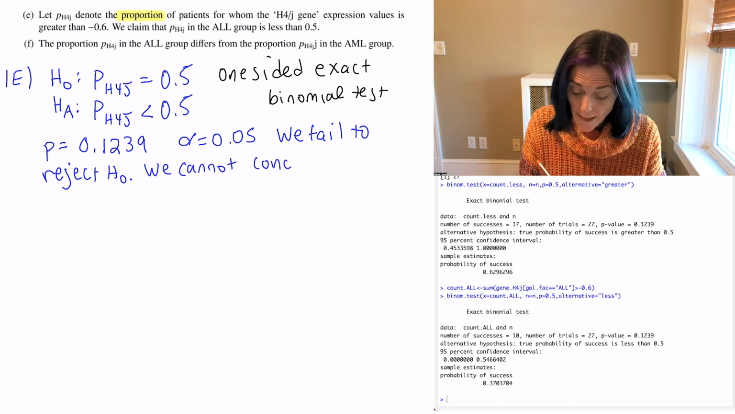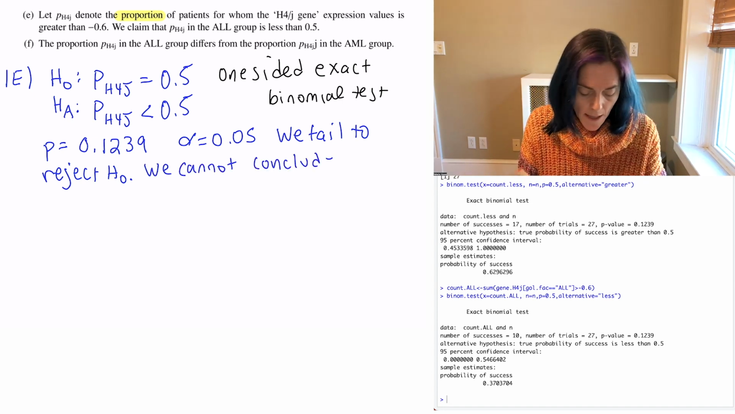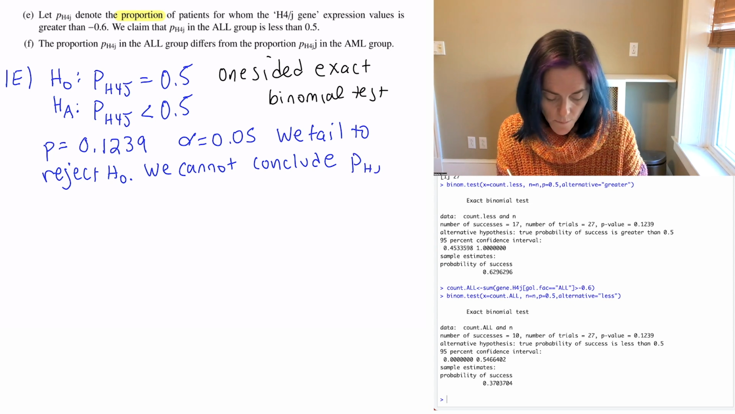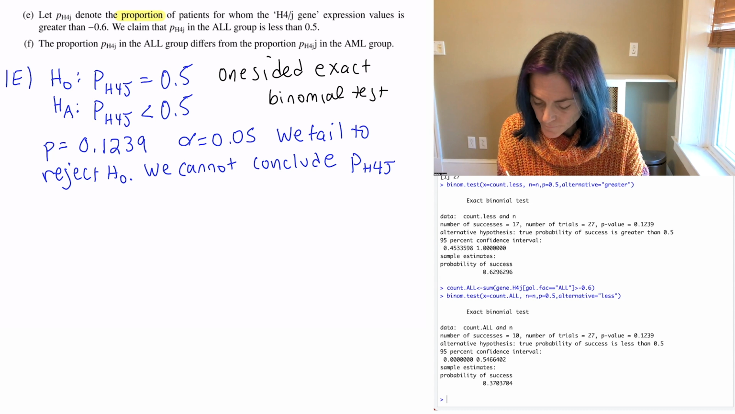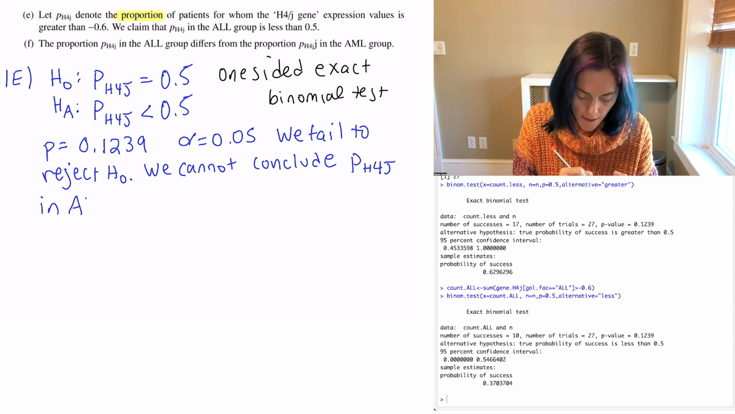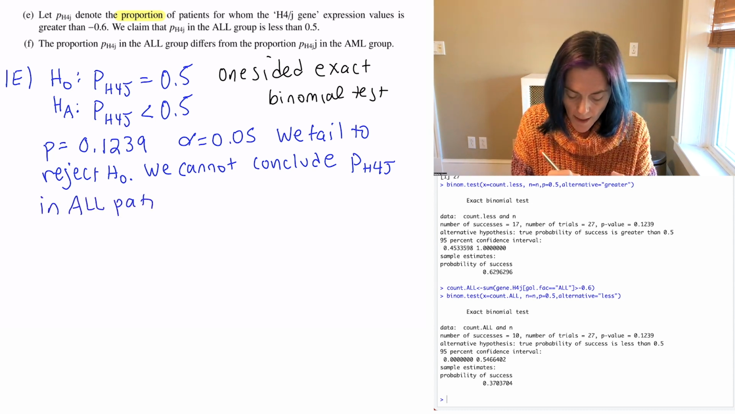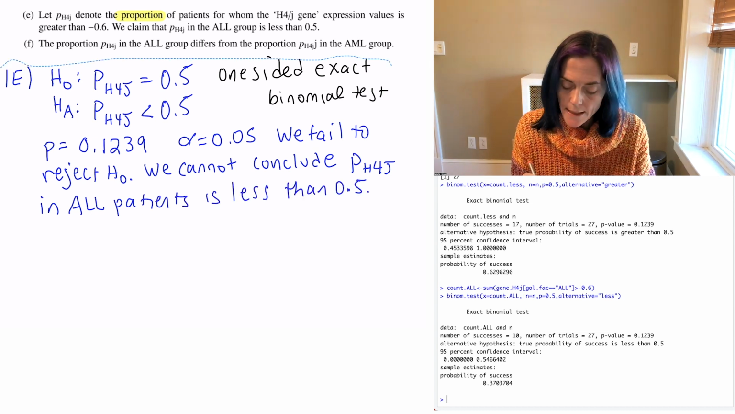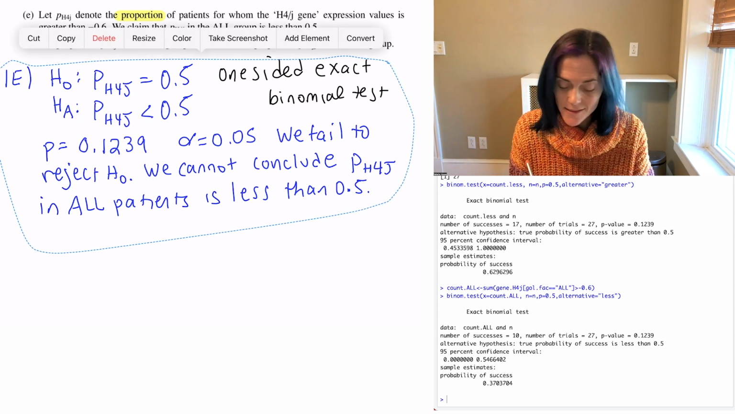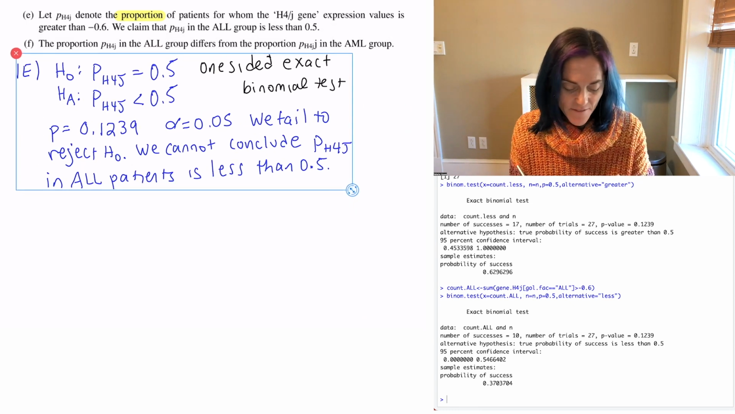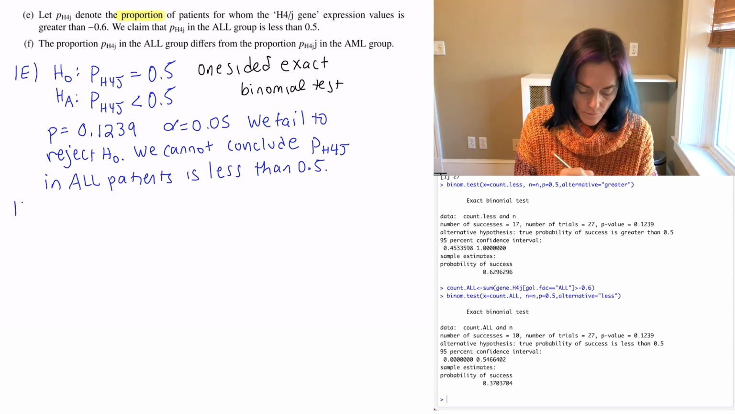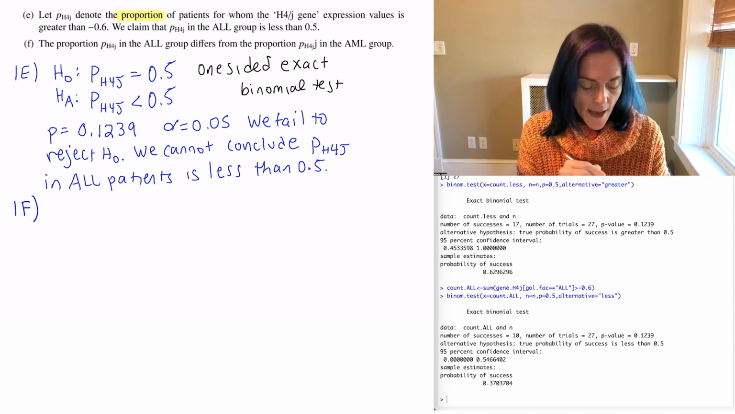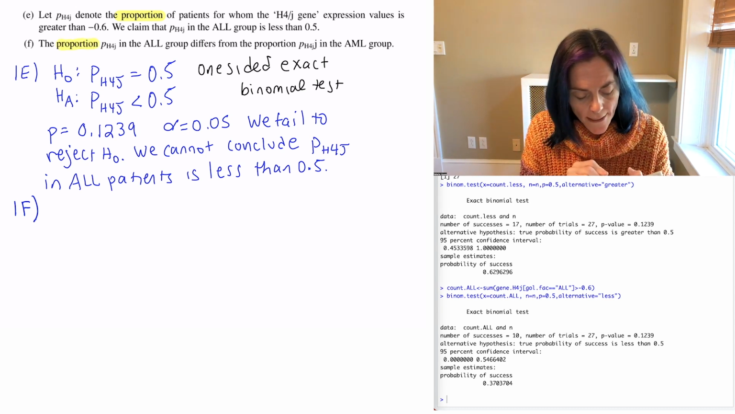H0. Here we cannot conclude that this P sub H4J in the ALL patients is less than a half. Now, I believe I can make this slightly smaller and fit F on the same page. 1F. This is our last one in question 1.